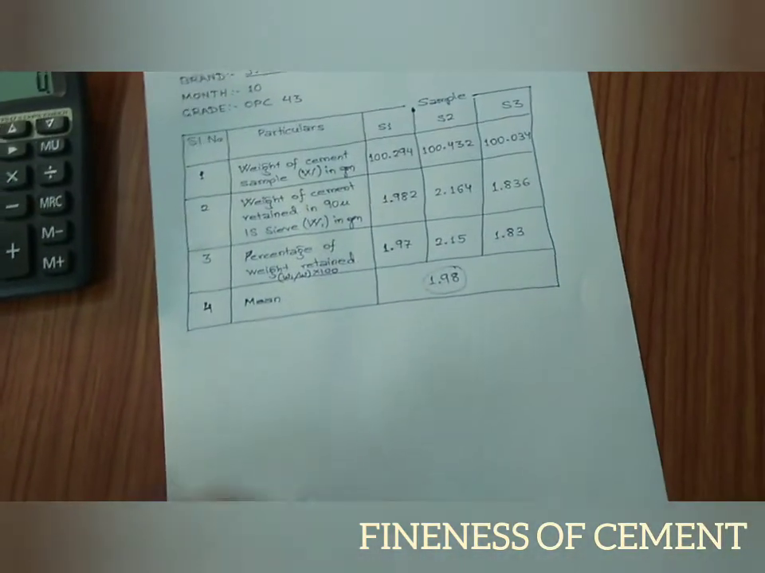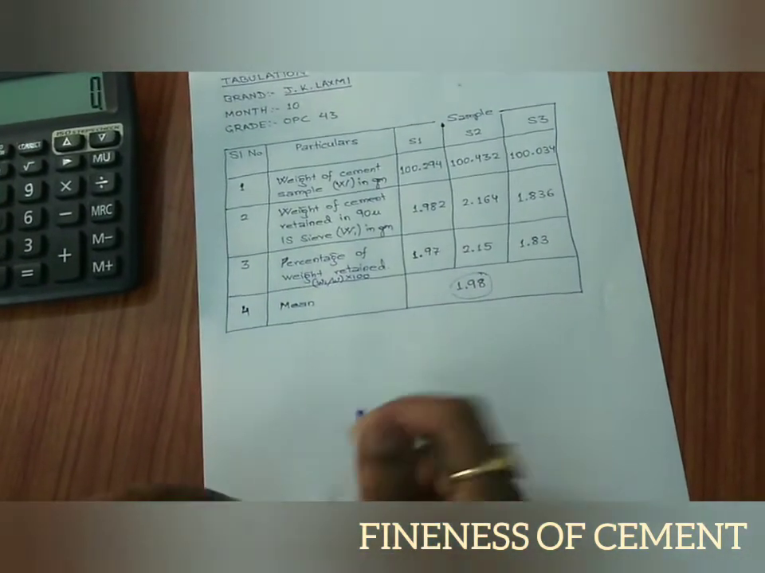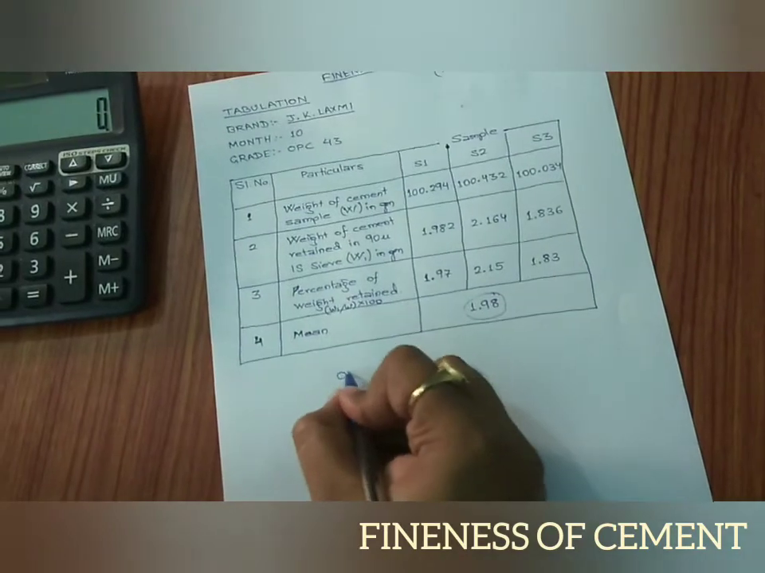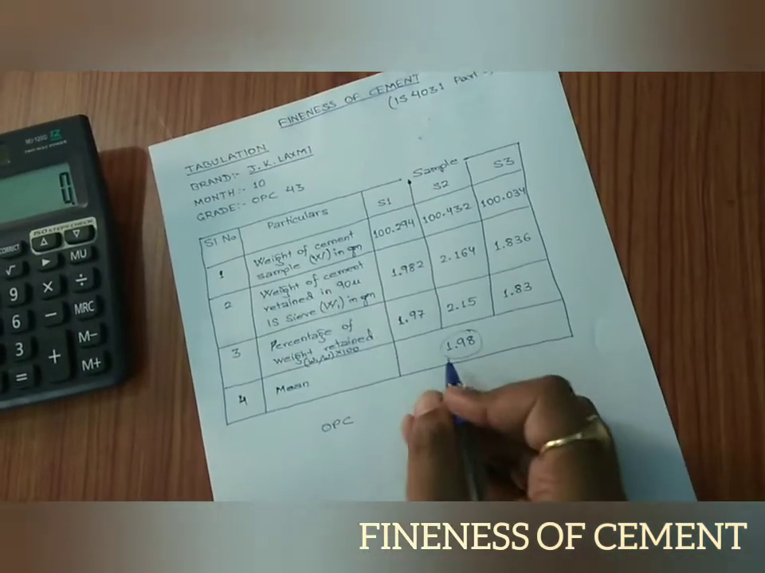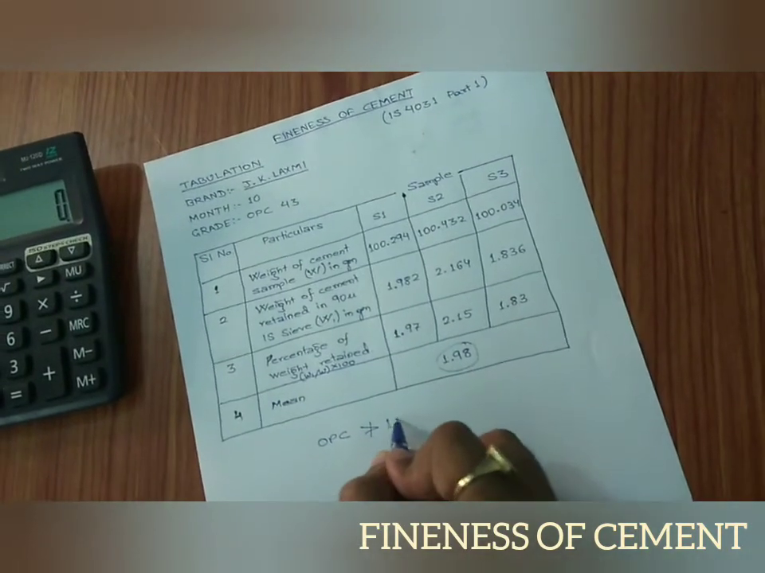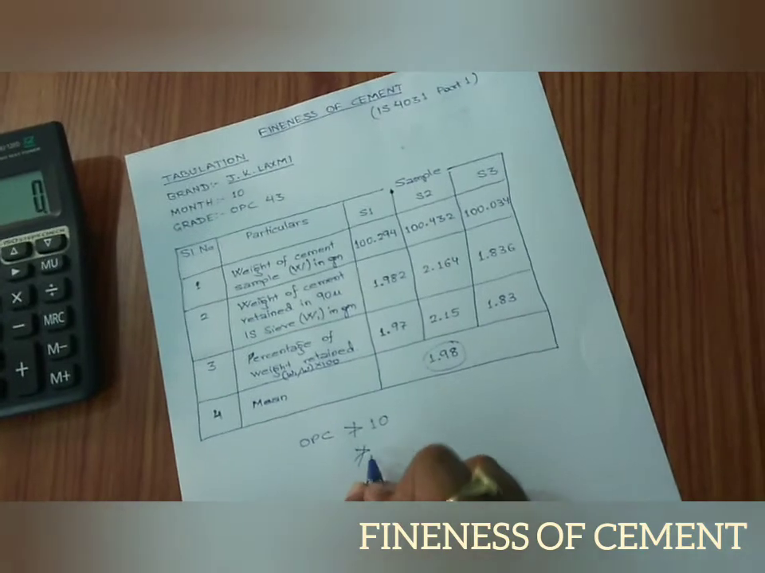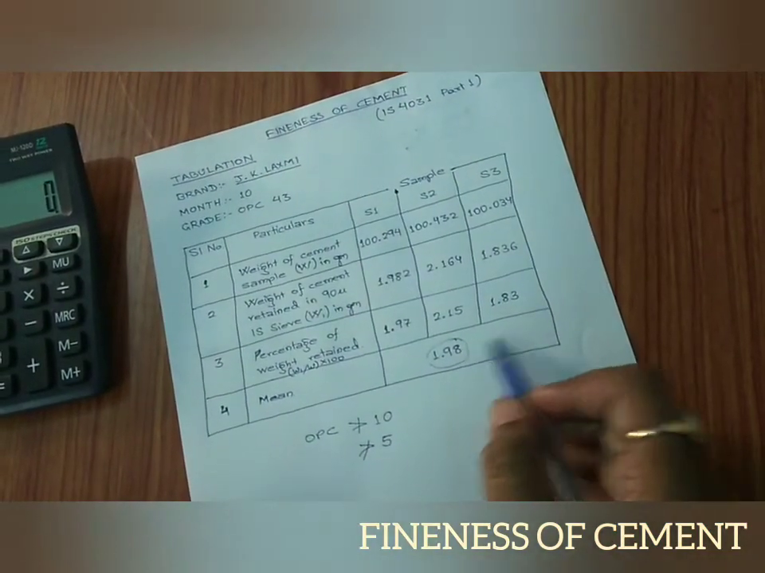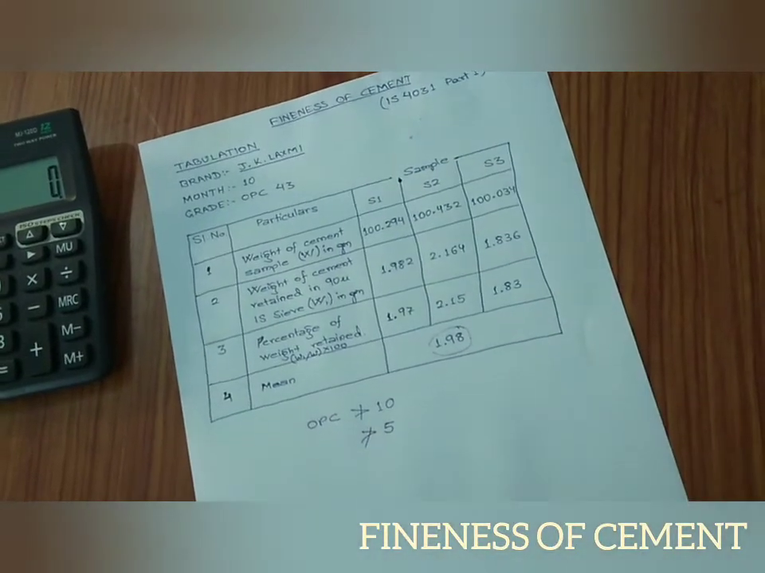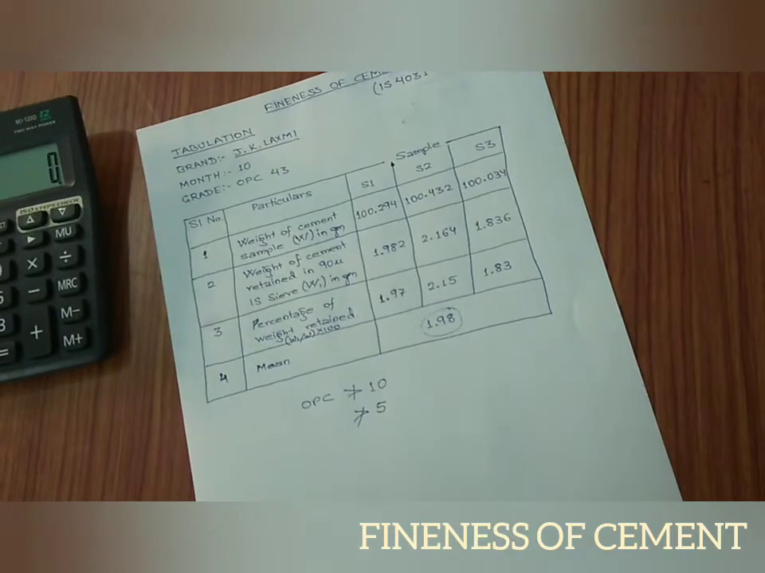Now you have to compare it with the limits. So for OPC, this value should not be greater than 10, and for rapid hardening cement this value should not be greater than 5. So 1.98 comes under the limit. So our cement is fit for use.